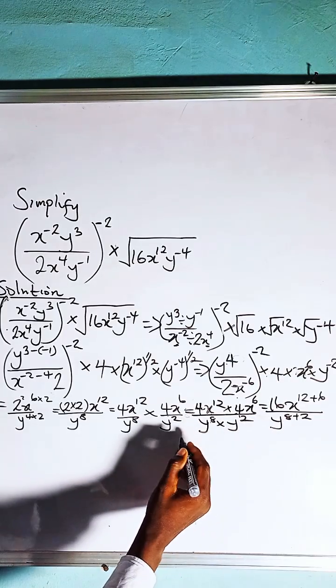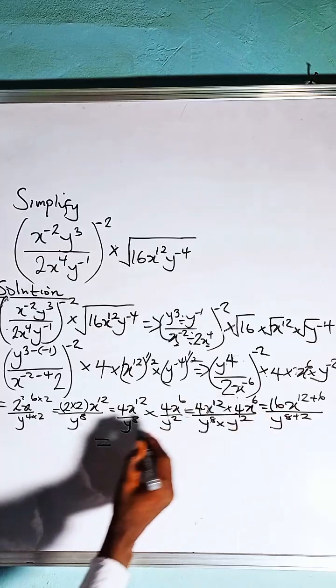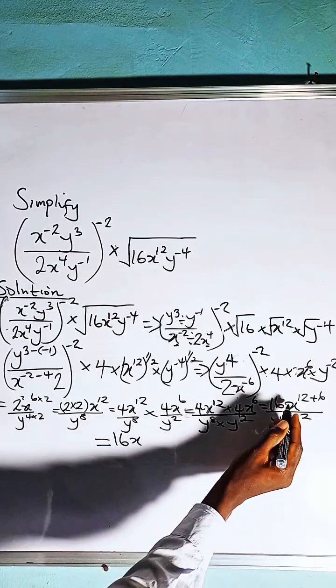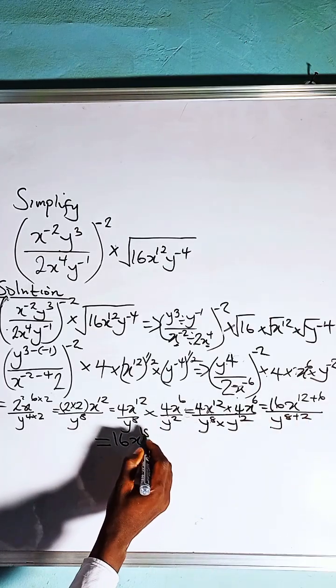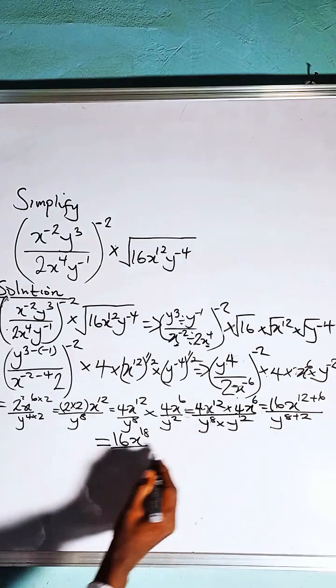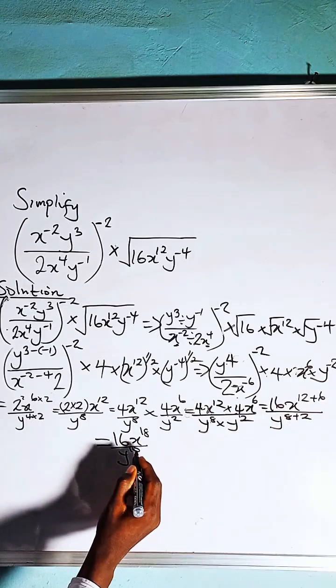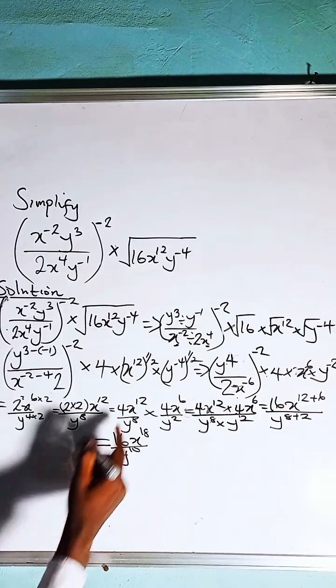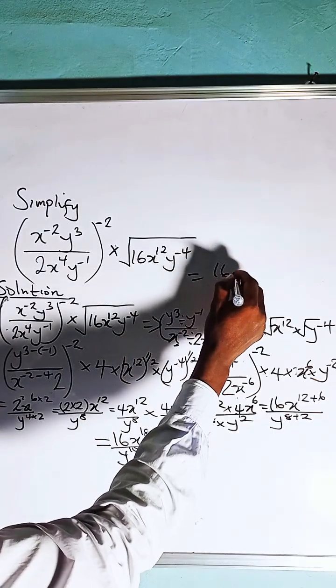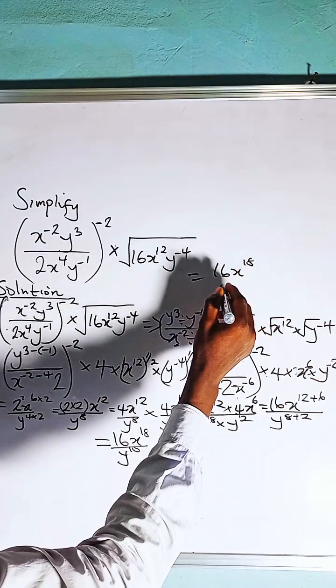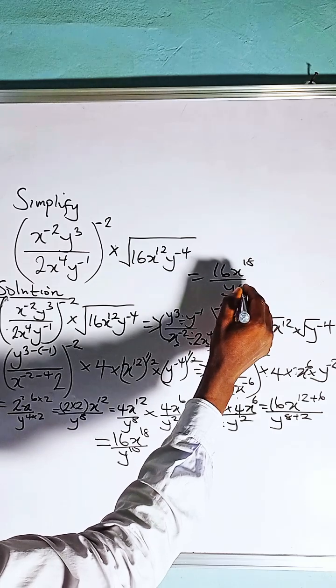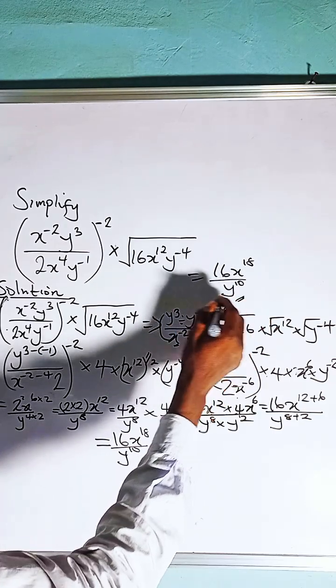When we do that, our final answer is 16x, for 12 plus 6 is 18, over y, for 8 plus 2 is 10. So we have 16x raised to the power 18 over y raised to the power 10. Thank you very much.